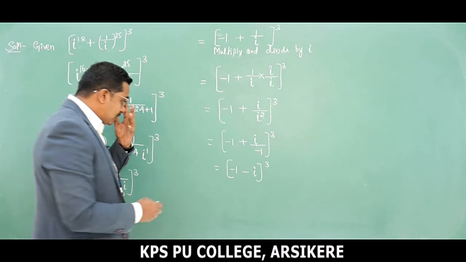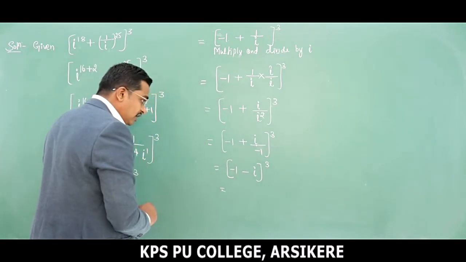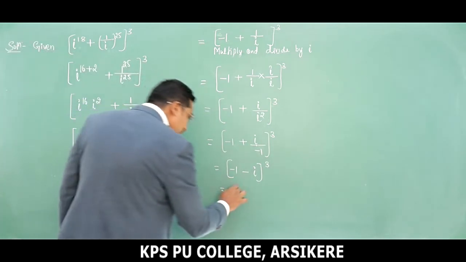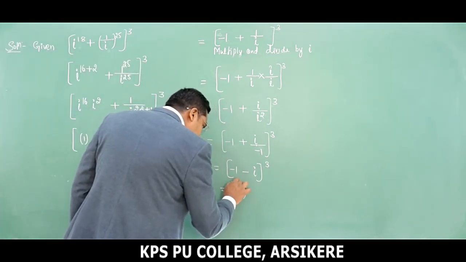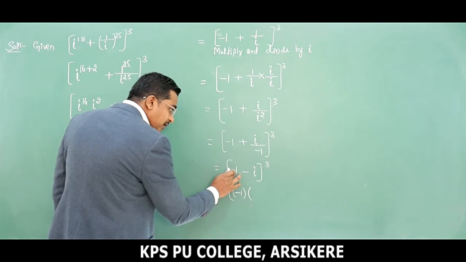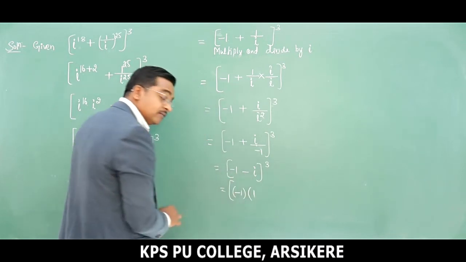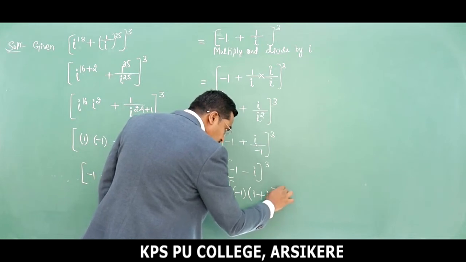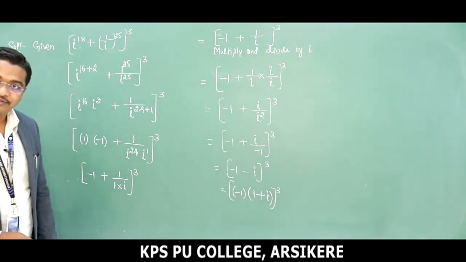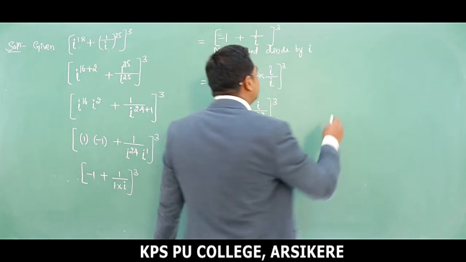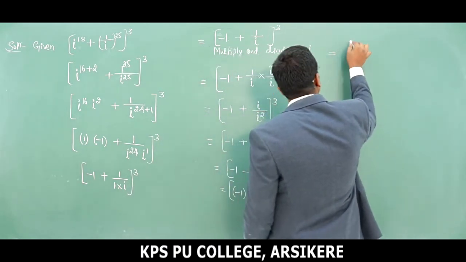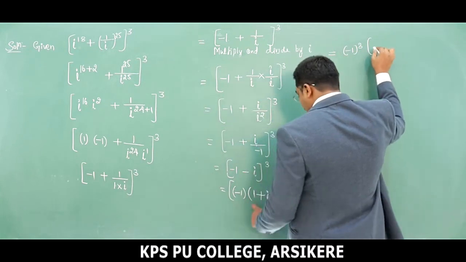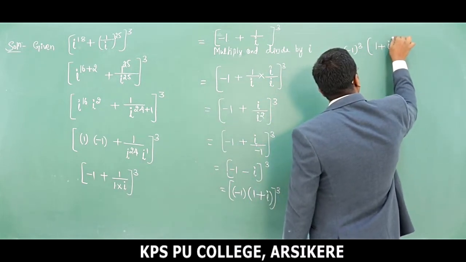Next, for convenience I will take the negative as common, minus 1 as common. If I take minus 1 as common, here we are left with 1 and here plus i, whole power 3. Clear? Whole power 3. Next, further simplification: this can be split as minus 1 whole power 3 into 1 plus i whole power 3.